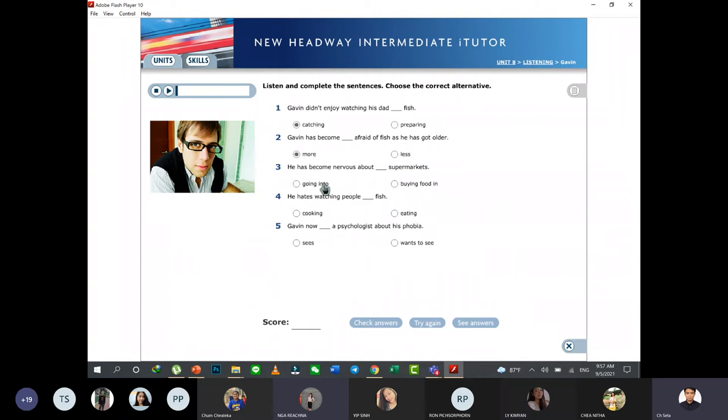Number three: He has become nervous about going into the supermarket or buying food in the supermarket. Going. Yes. Okay, number four: He hates watching people cooking fish or eating fish. Eating. Okay, number five: Gavin now sees a psychologist or wants to see a psychologist about his phobia?